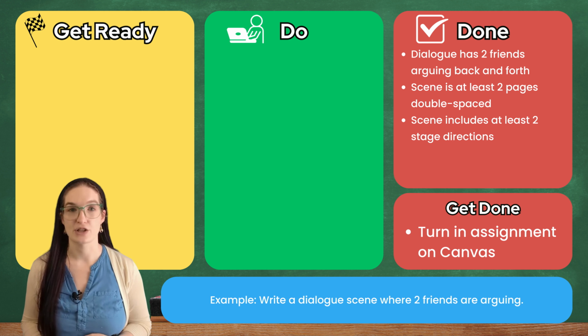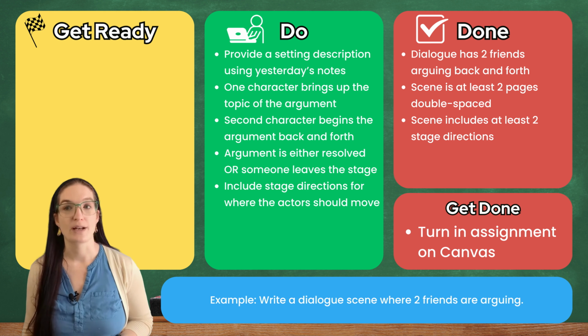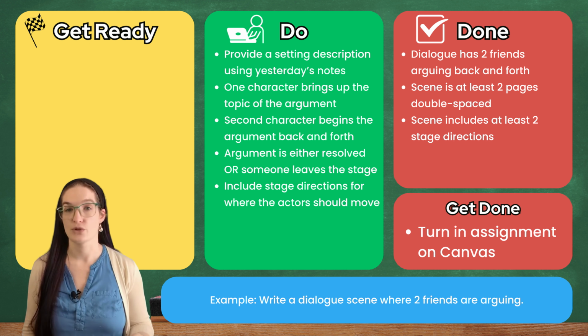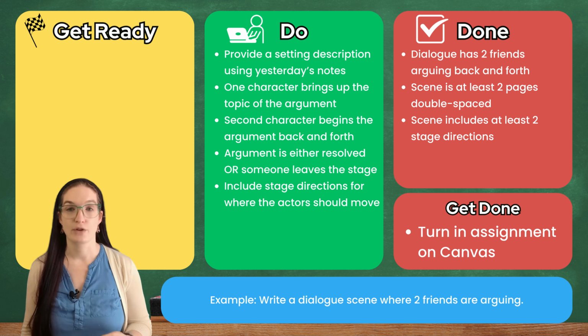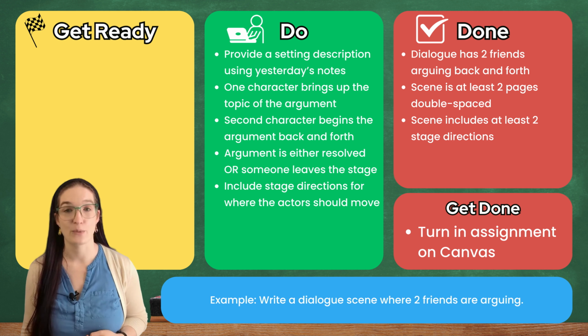Next, complete the Do section. These are the things that need to happen in order for the assignment to be finished. In this example, it might be provide a setting using yesterday's notes. One character brings up the topic of the argument, the second character returns the argument and they go back and forth. The argument is either resolved or someone leaves the stage, and we've included stage directions for where the actors are supposed to move. Finally, the Get Ready section.